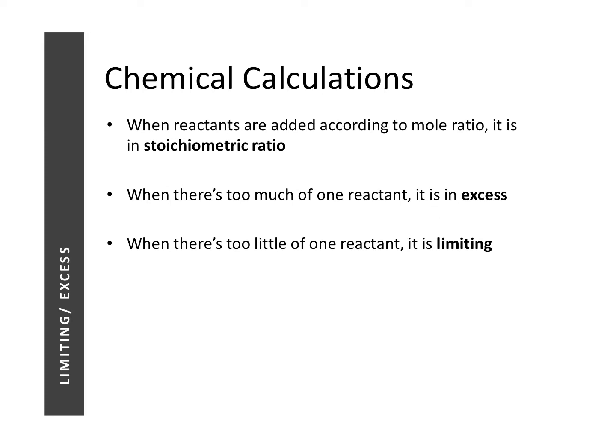So we have encountered 3 new terms. As mentioned in scenario A, when the reactants are added according to the reacting ratio or the mole ratio, it is in stoichiometric ratio. When there's too much of one reactant, we say that it is in excess. When there's too little of one reactant, we say that it is limiting. Before we go on, you need to understand the 3 new terms: what is meant by stoichiometric ratio, what is meant by in excess, and what is meant by limiting.